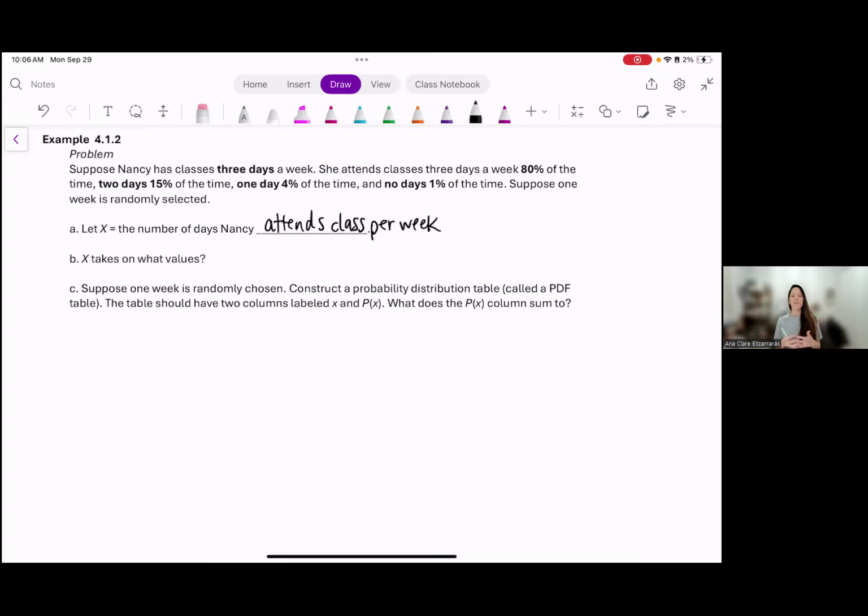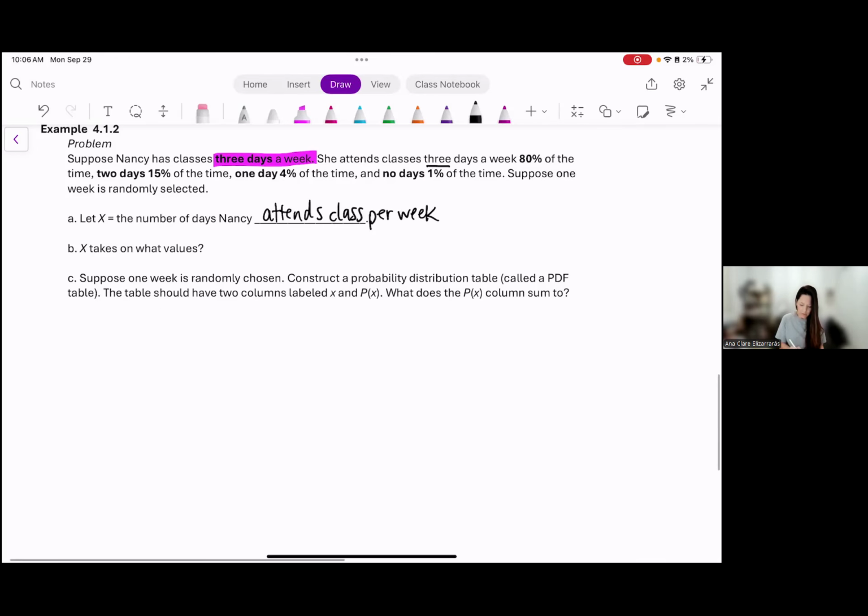Then we're asked, what values of X are possible? Well, she has classes 3 days a week. And then we're told that she attends class 3 days a week, 2 days a week, 1 day a week, and no days a week. So those are the possible values we have, and I'm going to write them in order from least to greatest. That means that X could be 0 days a week, 1 day a week, 2 days a week, or 3 days a week.